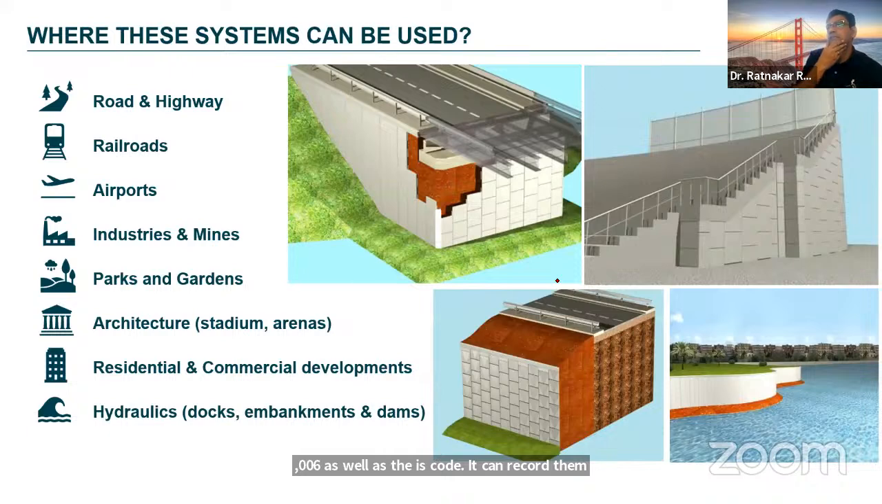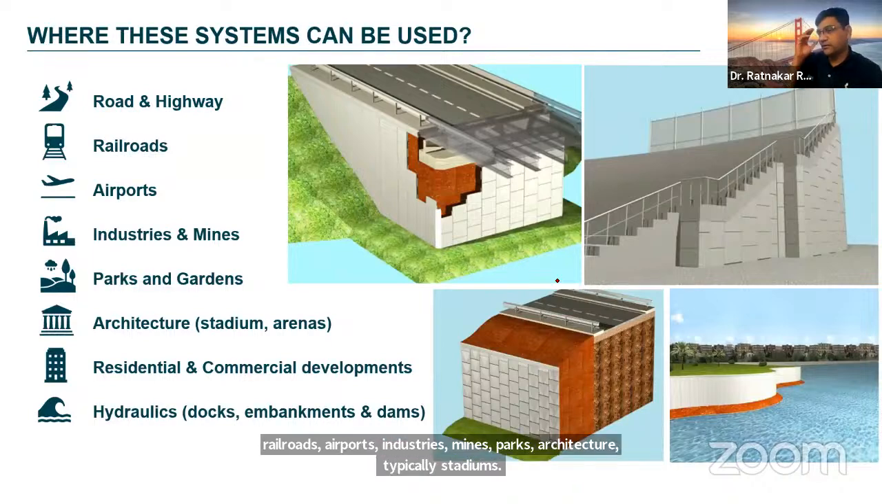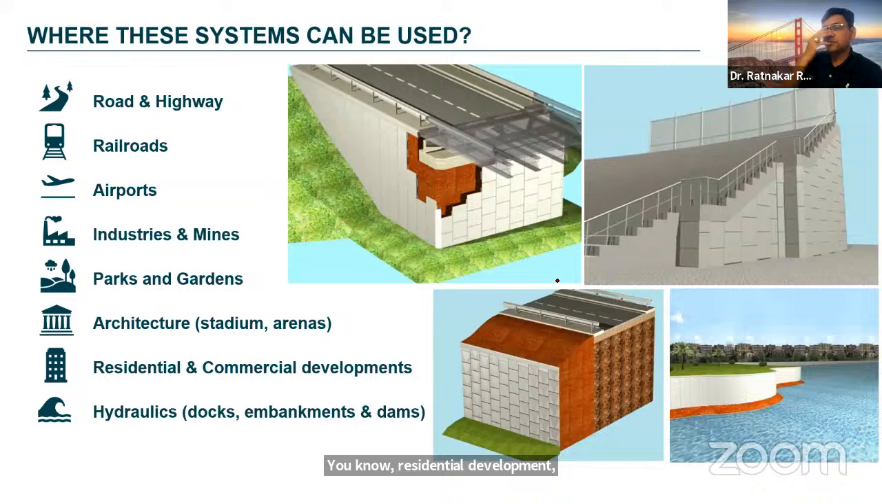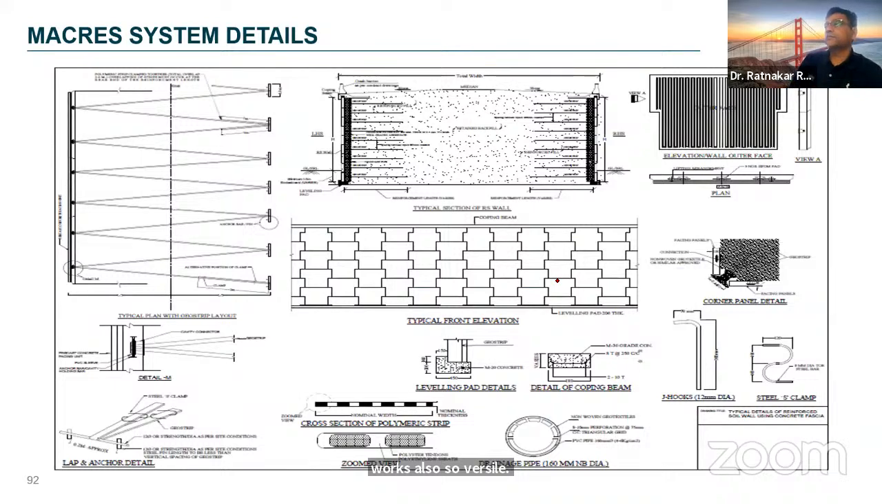These retaining walls can be used for roads, highways, railroads, airports, industries, mines, parks, architecture, typically stadiums, residential, commercial development, hydraulic docks, hydraulic works also. So versatile. I want to just show you now some typical drawings of these reinforced soil walls. So you might have seen this kind of walls very commonly in the highways.